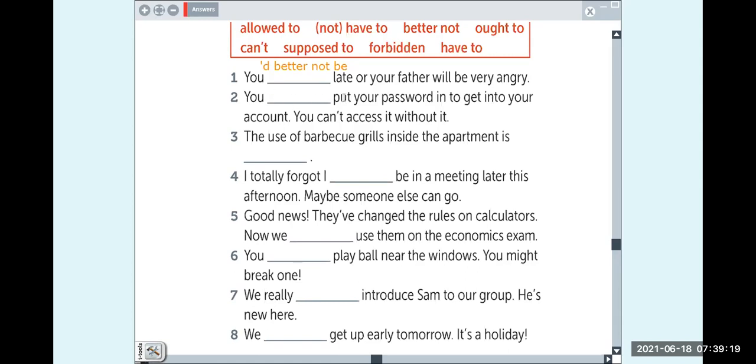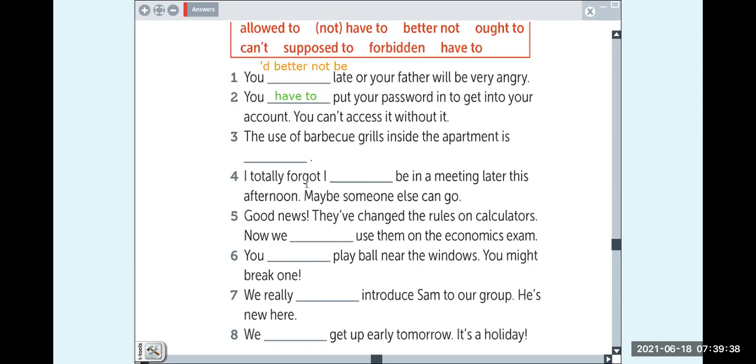Number 2, you put your password in to get into your account. You can't access it without it. Yes, you have to, right? Very good.